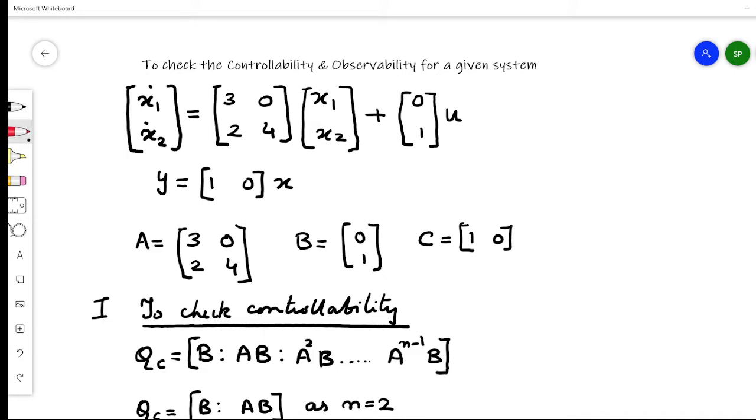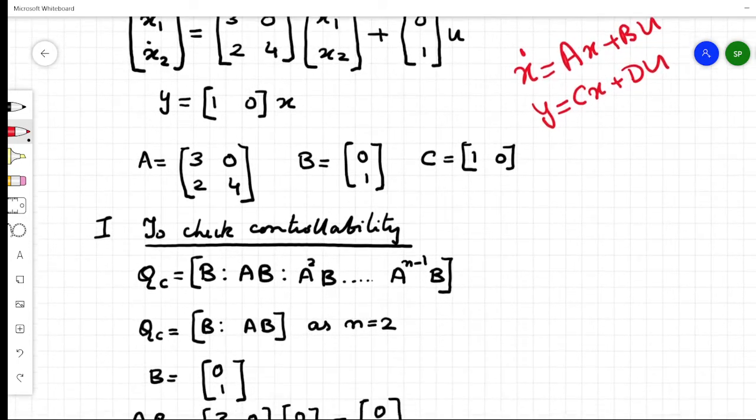Okay, so we know that the state model is given by x dot is equal to Ax plus Bu, and the output equation is y is equal to Cx plus Du. So we can compare the coefficients here so that we can get the matrices A, B, C and D. From this we can find A as [3 0; 2 4] and B as [0; 1], and C from the output equation, that is [1 0], and there is no D part present in this output equation, so D we can make it 0.